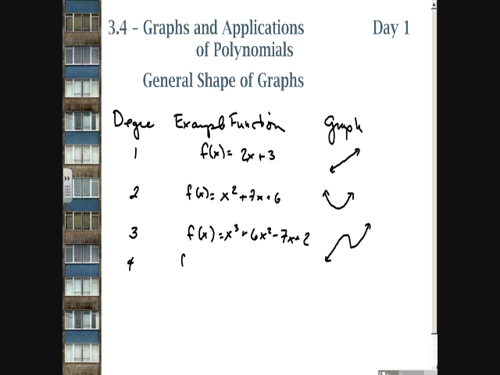Degree 4, let's say x to the 4th minus 9x cubed minus 7. And again, for this one, let me slide this down a little bit. Okay, this one's going to look something like that. Okay. A couple of general thoughts here.